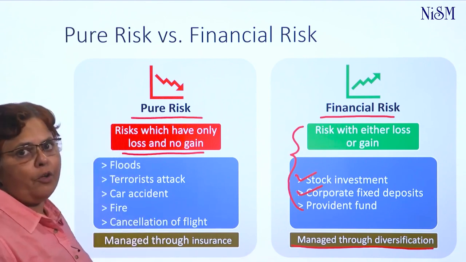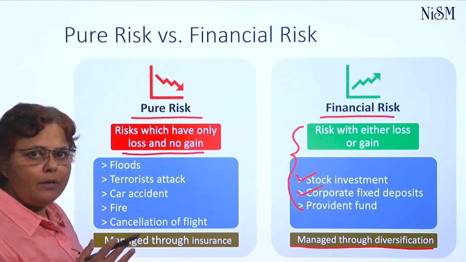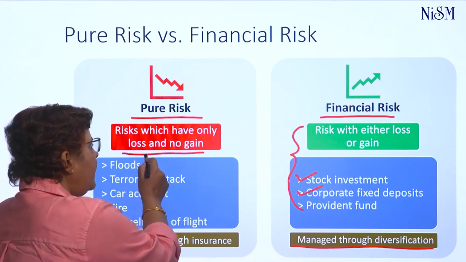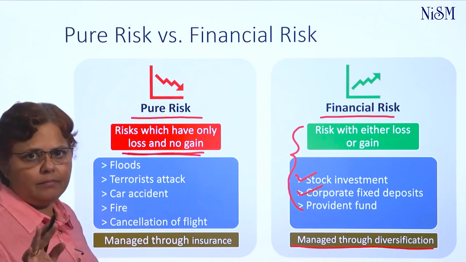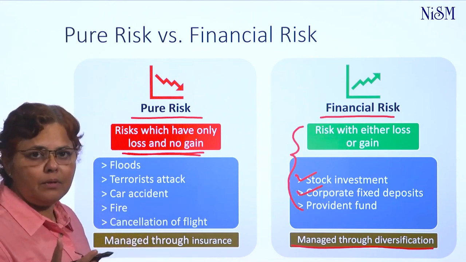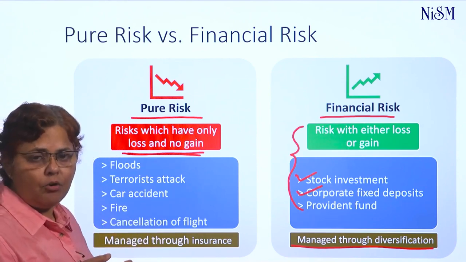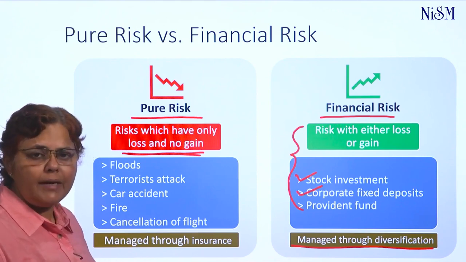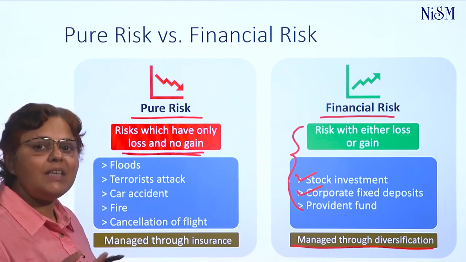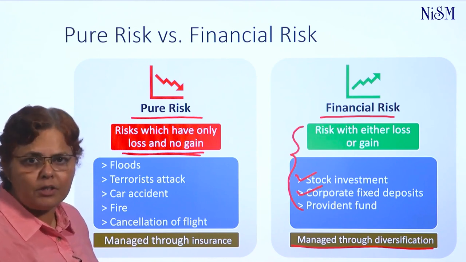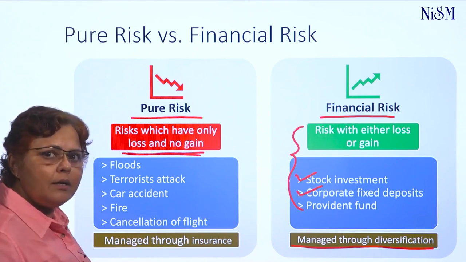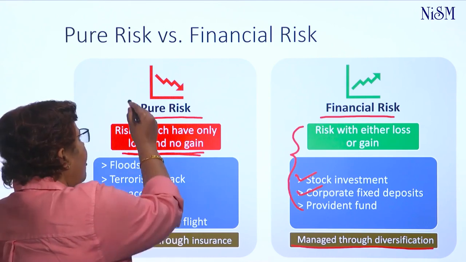Now, let us come to pure risk. Pure risk is the thing which has only loss and no gain. For example, theft, or you miss a flight, or you lose your baggage while traveling abroad. In these cases, there is no gain whatsoever, there are only losses. Such risks are called pure risk.